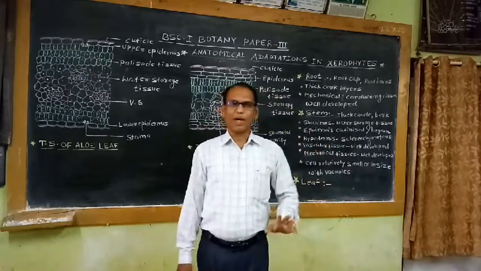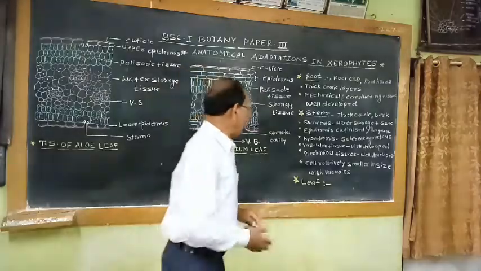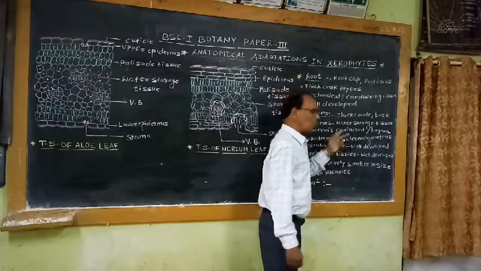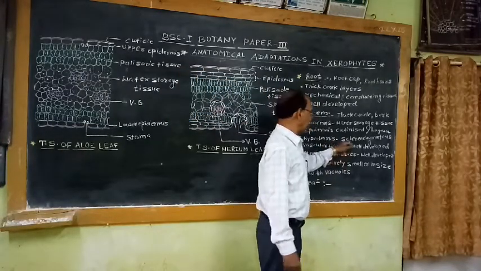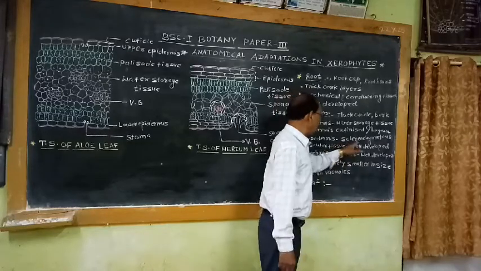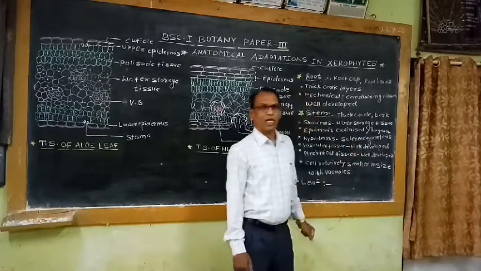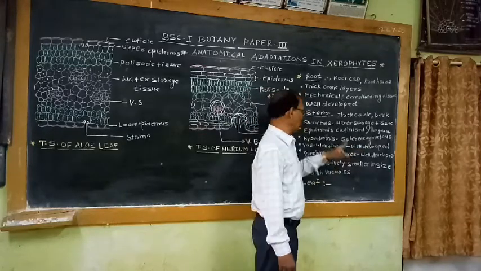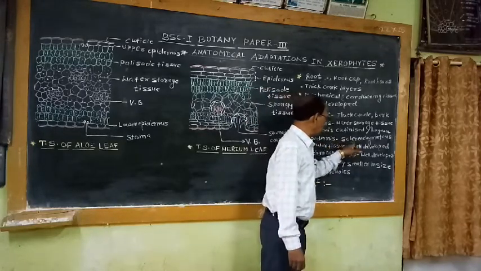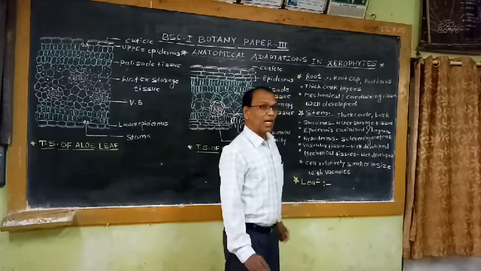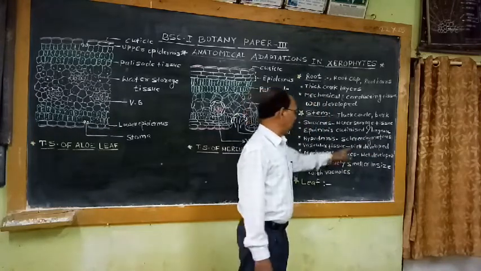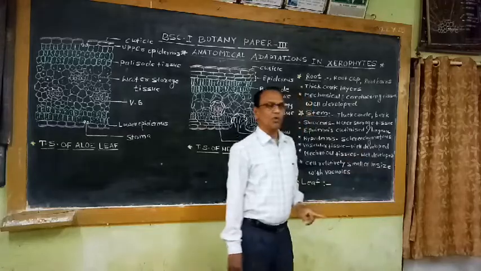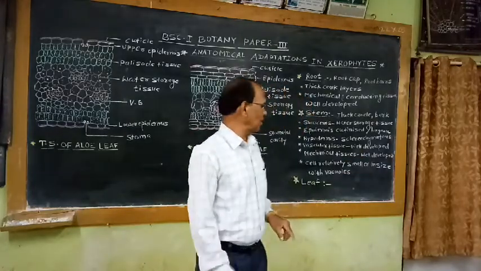So in most of the xerophytic plants, hypodermis is not there. Sclerenchymatous hypodermis is not there. But in some xerophytic plants, for example Casuarina, hypodermis is there, which is made up of many layers of sclerenchyma tissue. That means in some xerophytic plants, hypodermis is made up of sclerenchyma tissue. It is a dead tissue, mechanical tissue, which gives more mechanical strength to the organs possessing them.